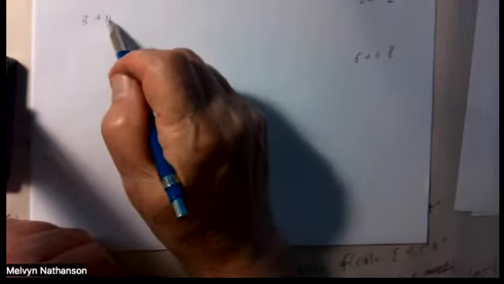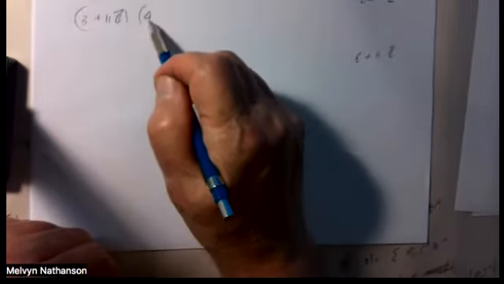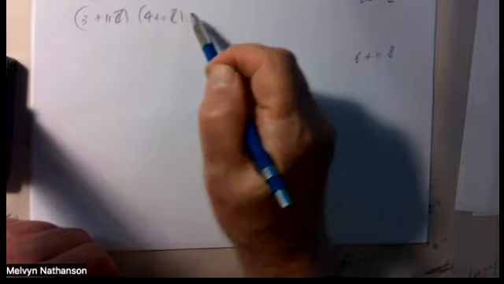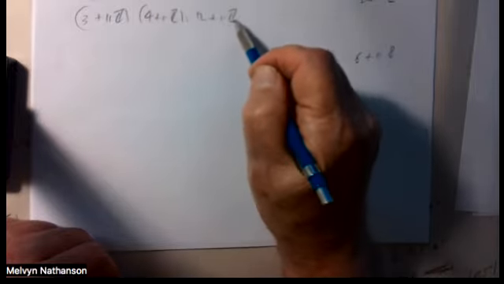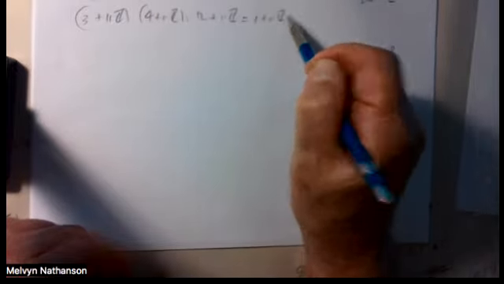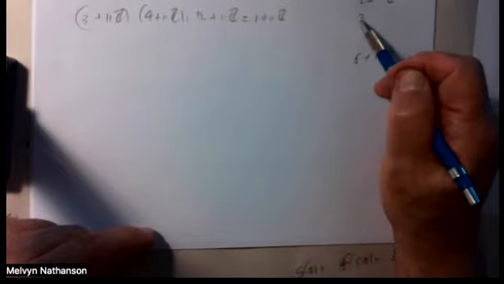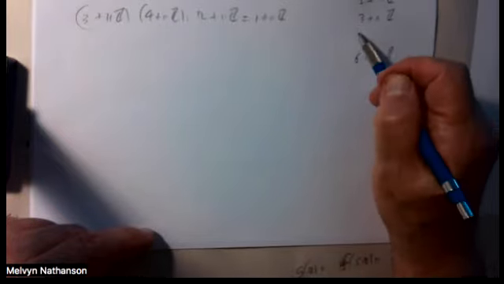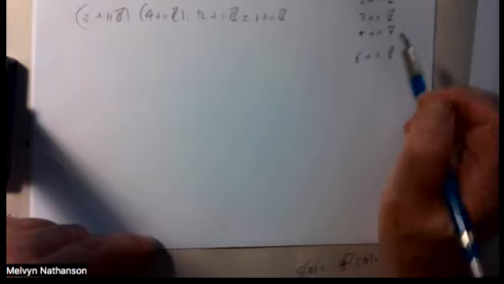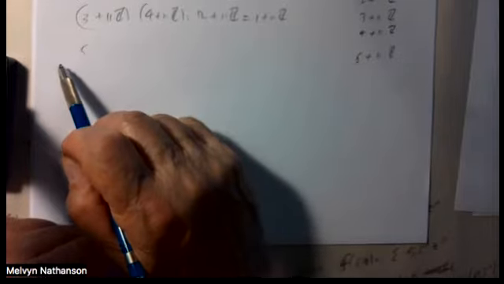You see, 3 plus 11Z times 4 plus 11Z, that's also 12 plus 11Z, which is 1 plus 11Z. So 3 plus 11Z is a unit, and 4 plus 11Z is a unit. See, what am I missing?